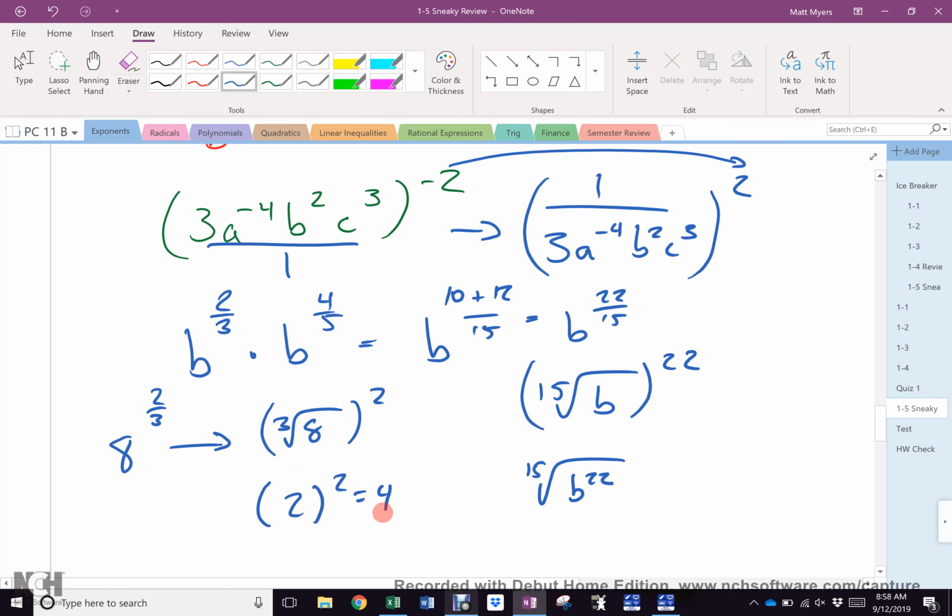Right? If it's under there, then it doesn't matter, because it's still the cubed root of 8 squared, which is 64, and the cubed root of 64 is still 4. It is just what works better for you. Everybody good?